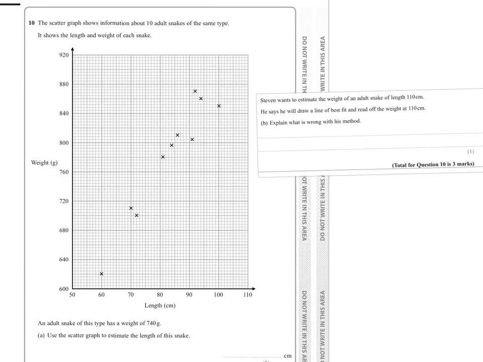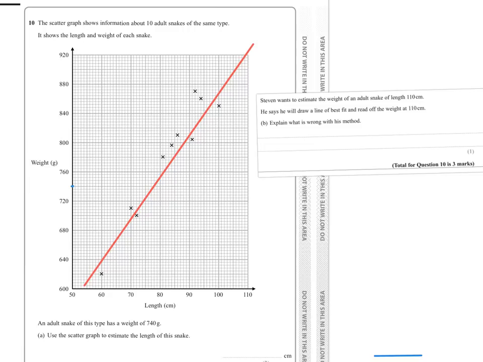Question 10. The scatter graph shows information about 10 adult snakes of the same type. It shows the length and weight of each snake. An adult snake of this type has a weight of 740 grams. So we're going 620, 640, 60, 80 and so on. So 740 is here. So we're going to have to draw our line of best fit first. So I'll give this a try. And I get something like that.